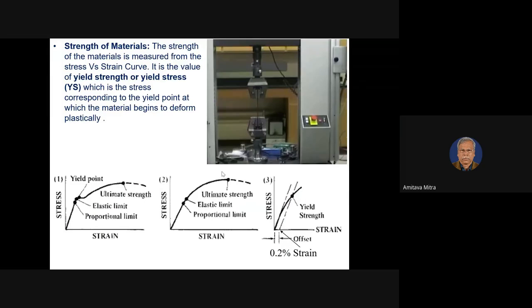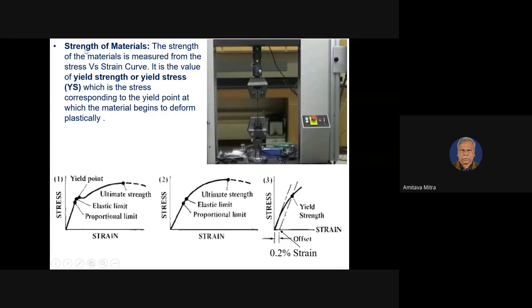So what is the strength of the materials? The strength of the materials is measured from the stress versus strain curve. You have to put these materials in the two jaws and try to pull it. And when you pull it, you are giving some stress, and some strain will generate in the material. So we all know, we have studied Young's modulus, the stress versus strain curve. But if we go for the stress versus strain curve up to the breaking point of these materials, then we can get a curve like this.